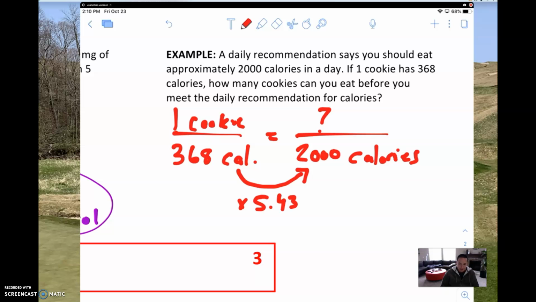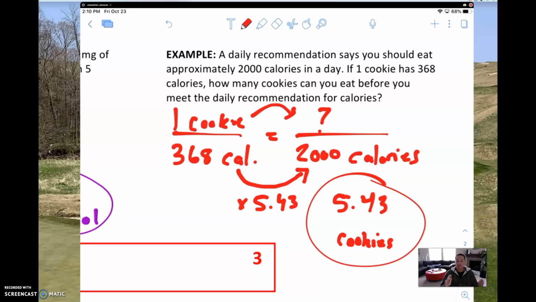So whatever I'm doing on that bottom part, I should do it on the top part, and I should multiply it by the same thing. So if I take one cookie times 5.43, we get 5.43 cookies. That's how unhealthy those cookies are. They might look delicious, but you're only allowed to eat about 5.5 of them, and then you're filled for the day.